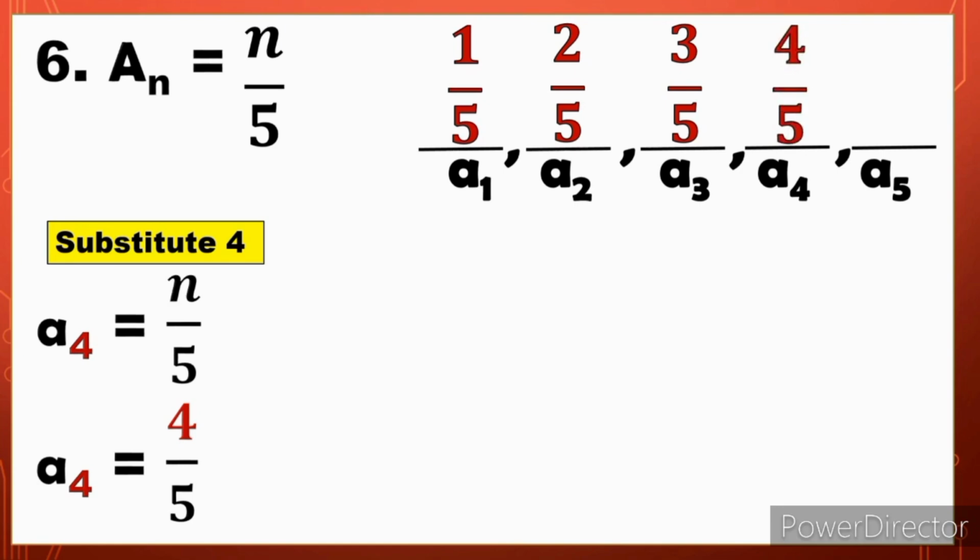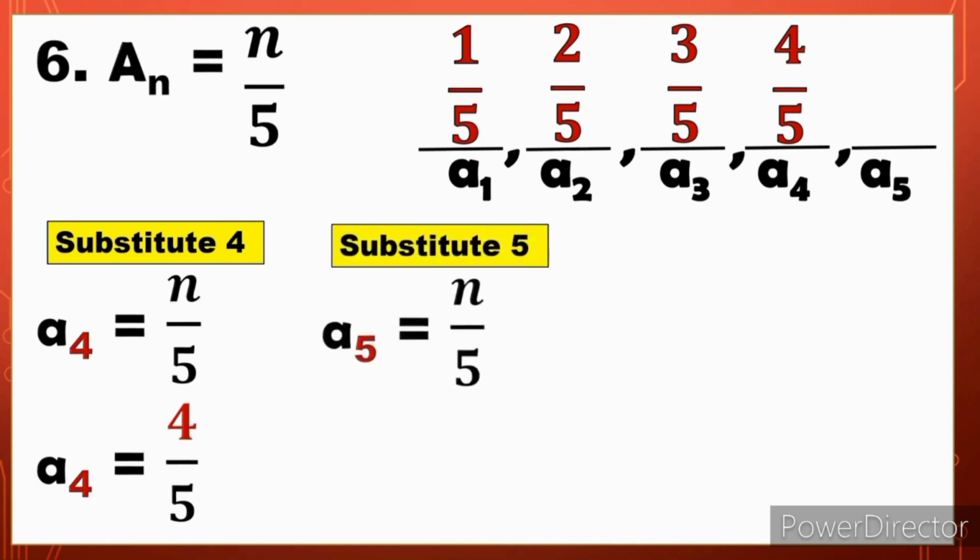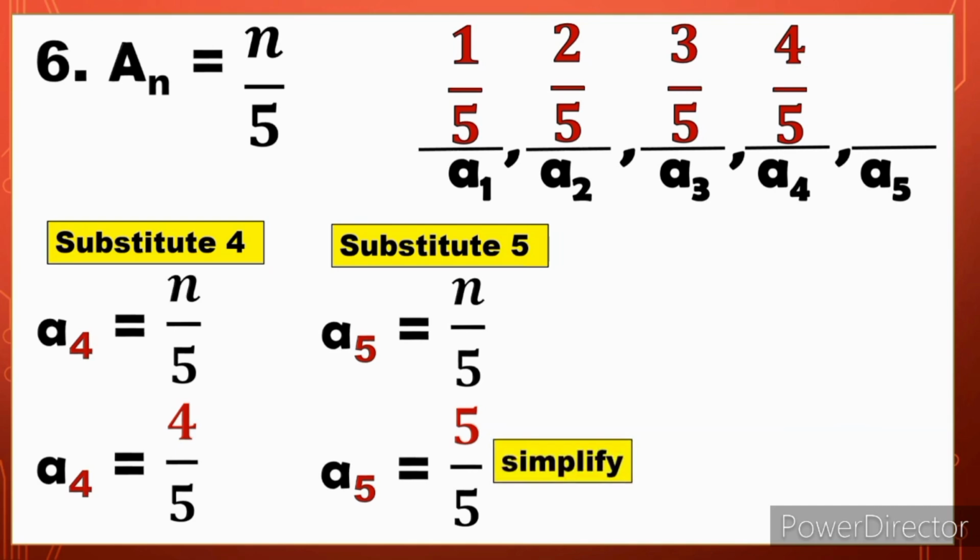And to find the fifth term, we substitute 5. Then, now we have a sub 5 equals n over 5. So, papalitan natin yung n ng 5. So, it becomes a sub 5 equals 5 over 5. So, we simplify 5 over 5. So, it becomes 1. 5 divided by 5 is 1. Therefore, the fifth term is 1.